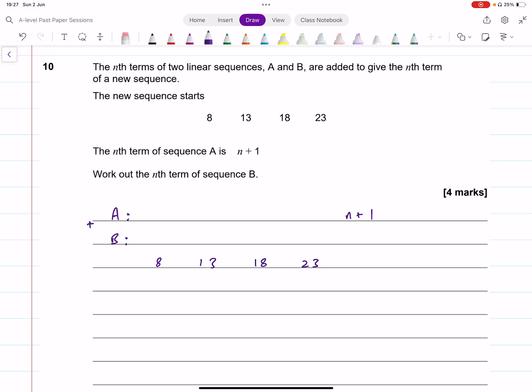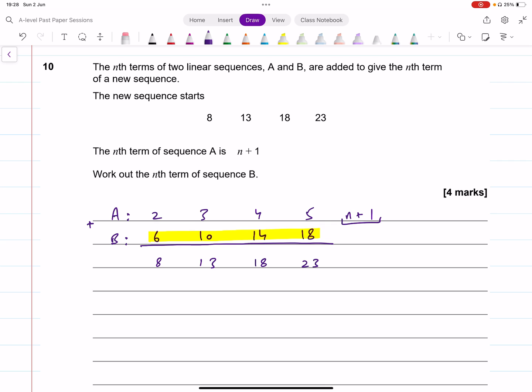Now, what's the first sequence? A, n plus 1 is the nth term. So the first term is 1 plus 1, that's 2. The second term, 2 plus 1, that's 3. The third term is 4, and then 5. Now, one way to look at this is you can find sequence B from this, because the sum of the first two sequences gives the third sequence. So what is sequence B? 8 minus 2, that's 6. 13 minus 3, that is 10. 18 minus 4, that's 14. 23 minus 5, that is 18. This is sequence B, and this is the sequence for which we are looking for the nth term. What's the nth term of the sequence now? It's a linear sequence.